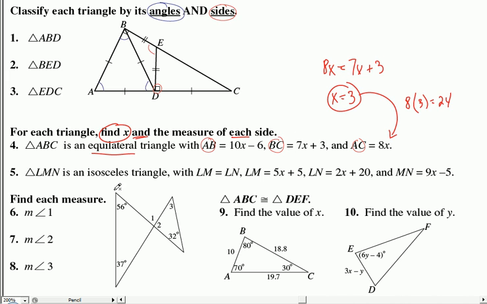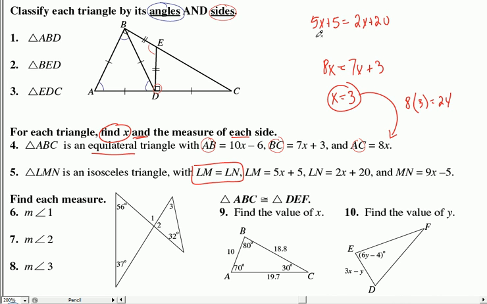There you go. This says it's an isosceles triangle, and they tell you which 2 sides are equal to each other, LM and LN. So you can't pick any of the 3 sides to set equal. You can only pick the ones that are actually equal. So you set 5x plus 5 equal to 2x plus 20.